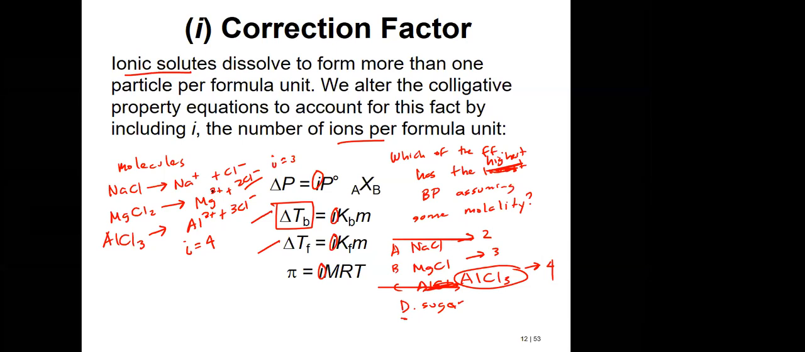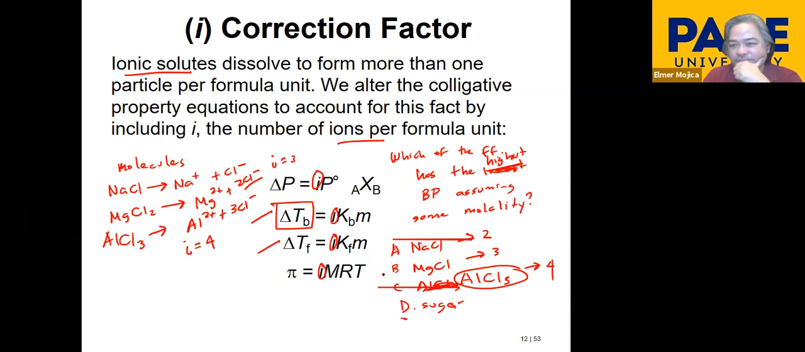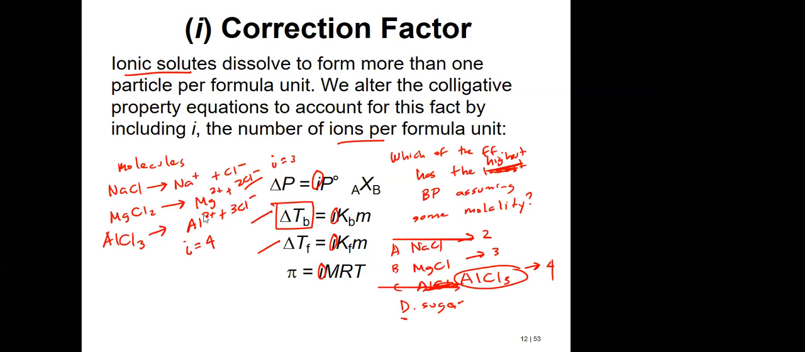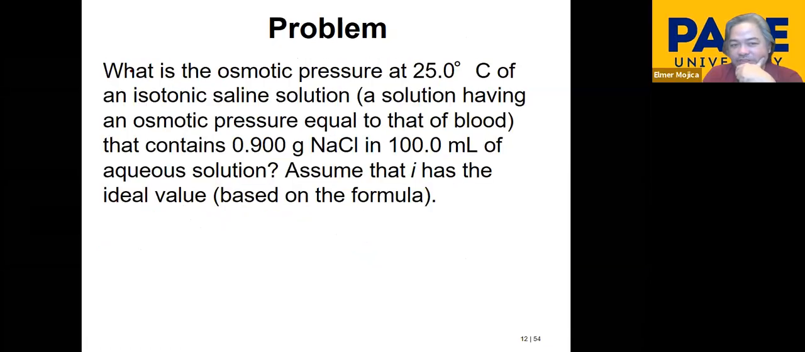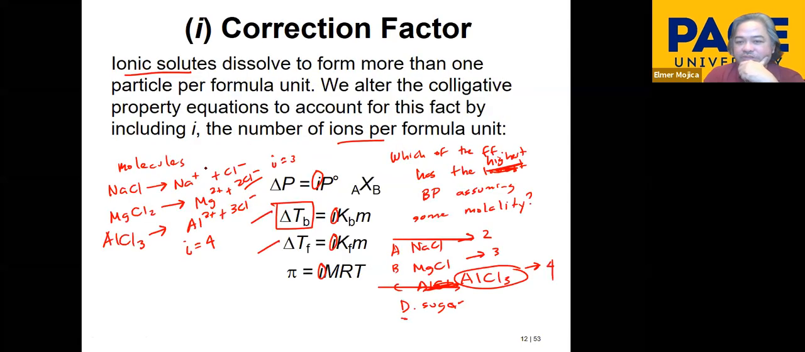What is the i for sugar? 1, because it's a molecule. Oh, okay. So those are the things that you have. This is applicable if you have ionic compounds. You have to use what we call the i, the van't Hoff factor, that we have there.